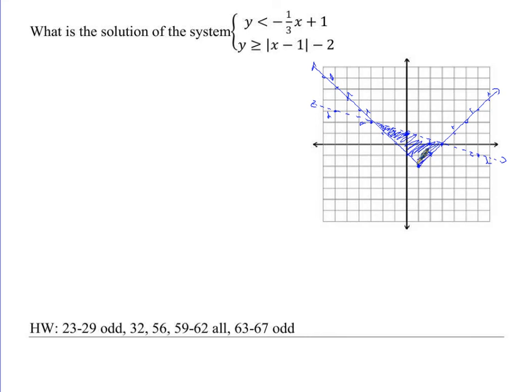Here's a quick question for you before we call it quits for this section. If I pick any ordered pair within that shaded region, it is a solution to the system of inequalities. But what if I pick an ordered pair that's exactly on this dotted line right here? Then it is not a solution to the system of inequalities. It would wind up being a solution for the absolute value inequality, but it will not be a solution for the linear inequality, which means it will not be a solution for the system. That's what that dotted boundary line means. You can't actually be on that dotted boundary.